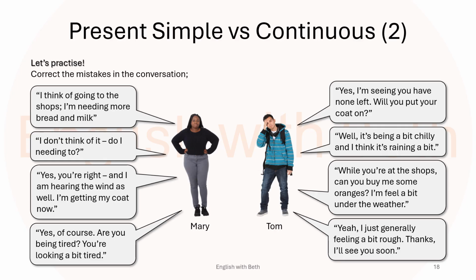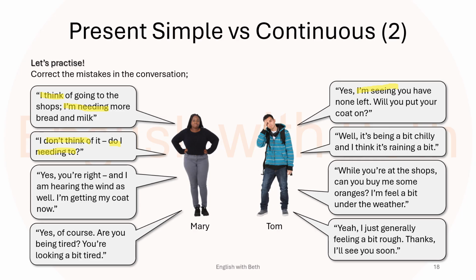So Mary says, I think of going to the shops. I'm needing more bread and milk. So the mistake here is I think of going to the shops, and I'm needing. Tom says, yes, I'm seeing you have none left. Will you put your coat on? The mistake here is I'm seeing. Mary says, I don't think of it. Do I needing to? The mistake here is I don't think of it and do I needing to?